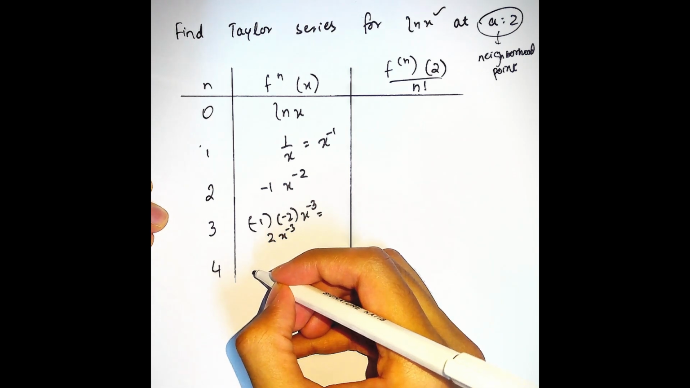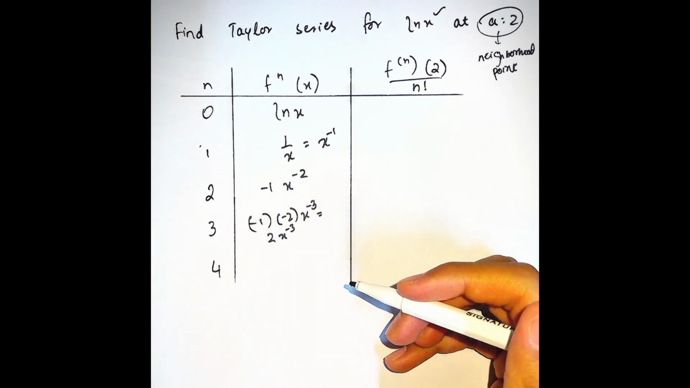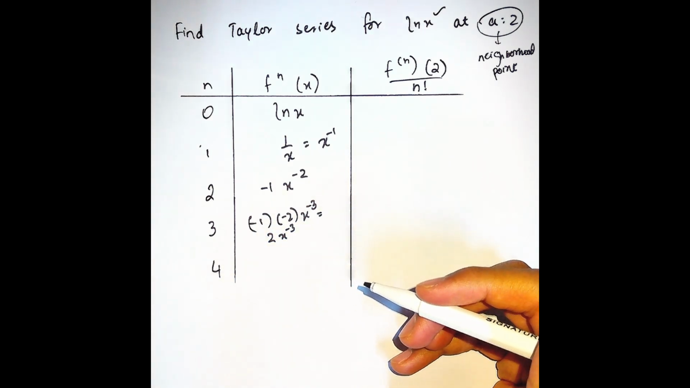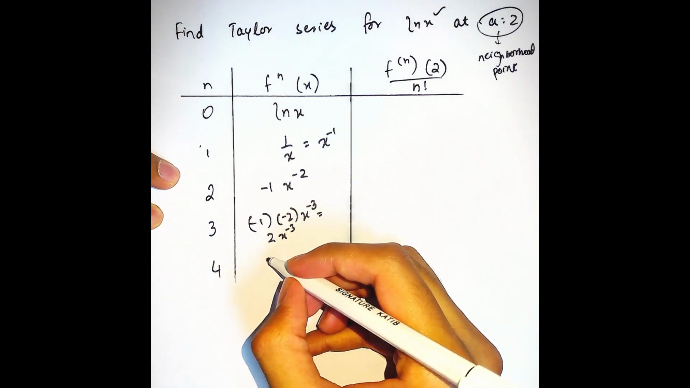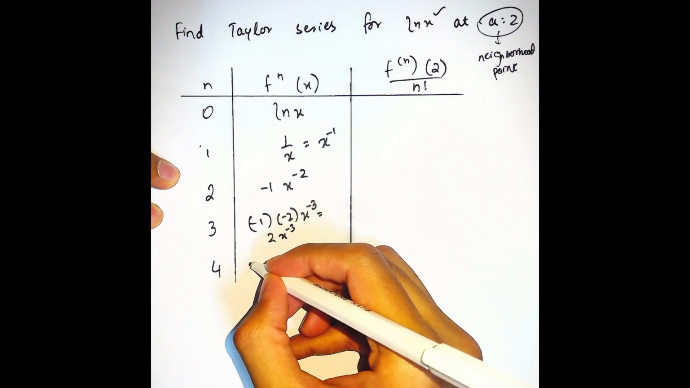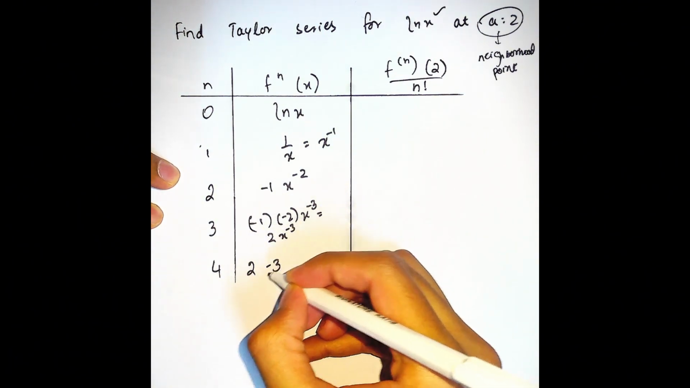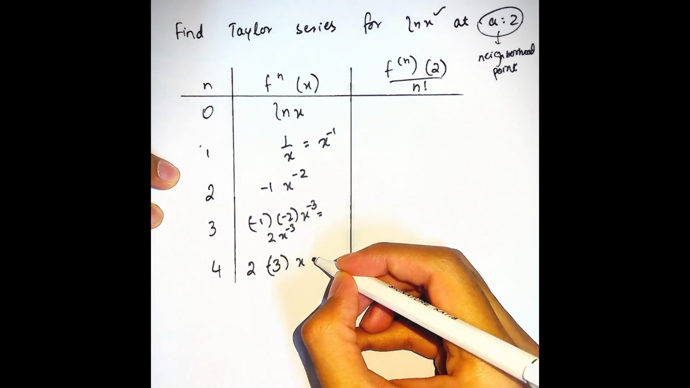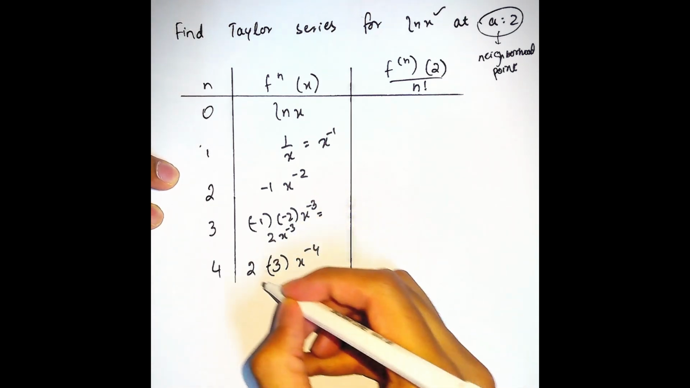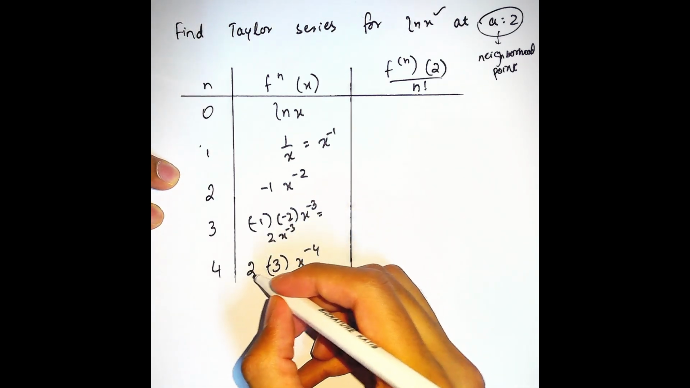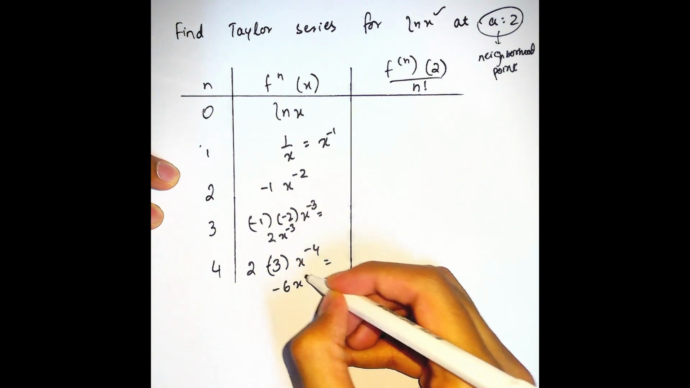And for the fourth derivative, I think up to 4 terms it is fine. We do not have to take many more terms. So for this fourth derivative, first of all 2 will be as it is, then the power of x is negative 3 minus 1, which gives us negative 4. So this can be written as negative 3 multiplied by 2 gives us negative 6x power negative 4.